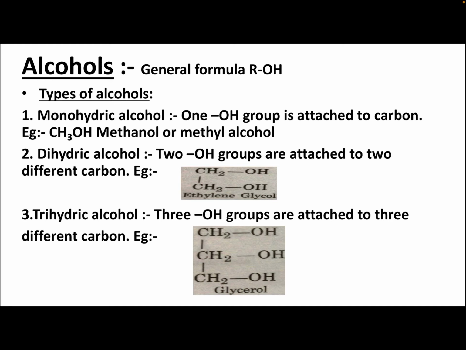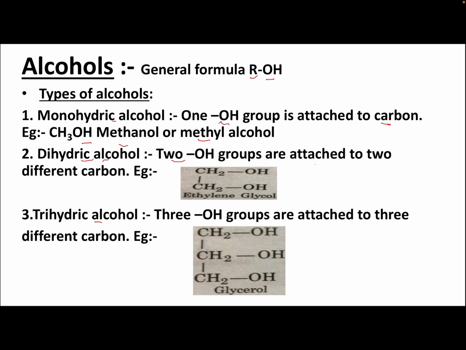Alcohols. The general formula is ROH, where R is the alkyl group and OH is the alcoholic group. Types of alcohol: there are three types of alcohol: monohydric alcohol, dihydric alcohol and trihydric alcohol. In monohydric alcohol, one OH group is attached to carbon. Example, CH3OH, methanol, also known as methyl alcohol.